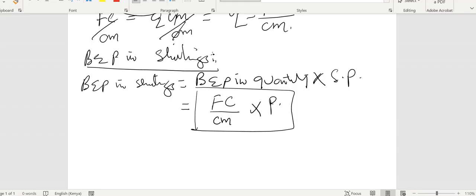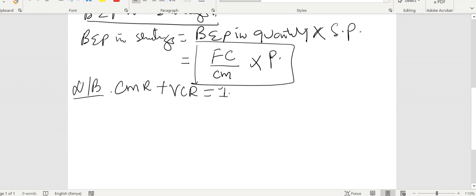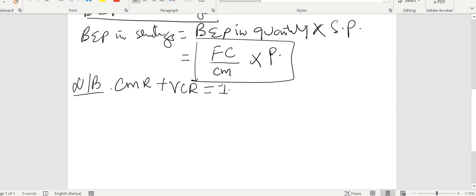Okay. And B, you can apply this. Contribution margin revenue or contribution margin ratio. Contribution margin ratio plus variable cost ratio is equal to 1. You can apply illustration.